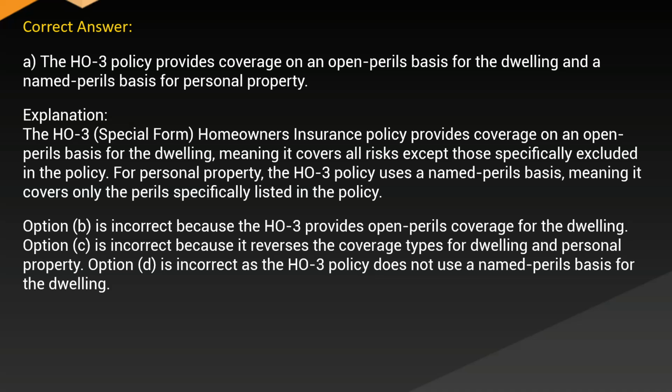Option B is incorrect because the HO3 provides open perils coverage for the dwelling. Option C is incorrect because it reverses the coverage types for dwelling and personal property. Option D is incorrect as the HO3 policy does not use a named perils basis for the dwelling.